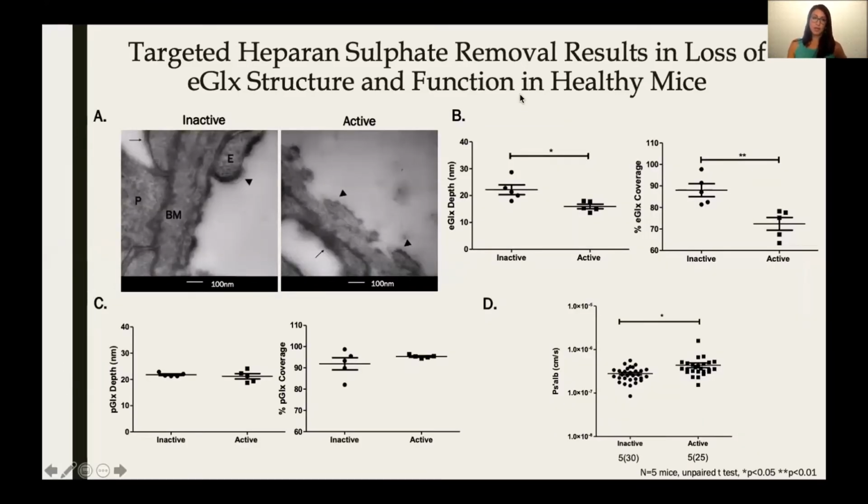Okay, so now looking at the E-glycocalyx in these studies, these are representative images of the glomerular filtration barrier. So this dark staining here found on the endothelial cell is the glycocalyx. And when I quantified these images, I found that there's a significant reduction in E-glycocalyx depth and coverage in active treated mice, and podocyte glycocalyx was not affected. And then I also looked at permeability in these mice and found that they had a significant increase in glomerular albumin permeability when treated with active enzyme, showing that heparan sulfate plays an important role structurally and functionally in the glycocalyx.